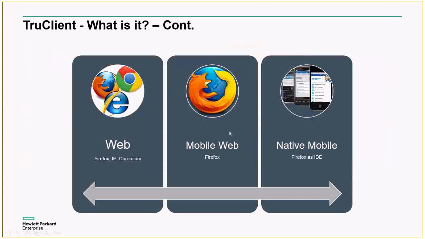So TruClient basically has 3 different protocols which are available from VuGen and from TruClient standalone as well. The first one, the most left one, is TruClient Web. Basically it allows you to create scripts using one of the 3 browsers mentioned over here: Firefox, IE, or Chromium. You also have the option to create scripts for mobile-based applications.